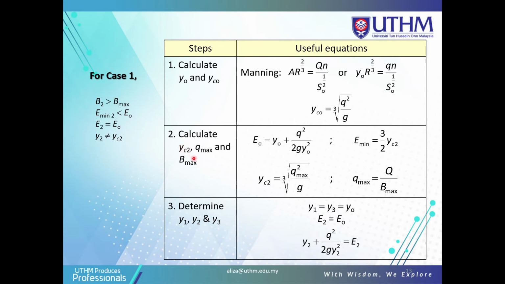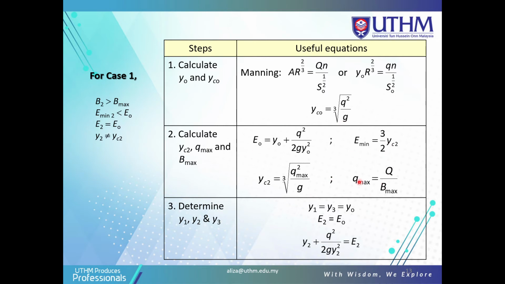Okay, so calculate Y2, at Y critical at 2, and Q max and the B max here. So you use this equation here, based on the specific energy equation, the E minimum equation for the rectangular. You can also use it for all section, or this one, maybe for the rectangular. For this equation, actually, this is for the rectangular.